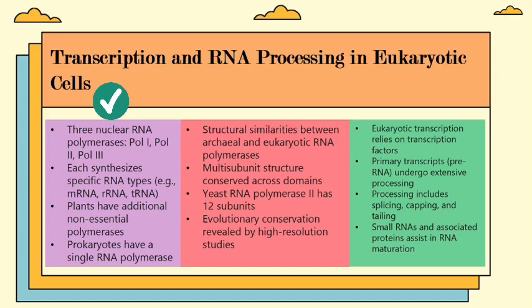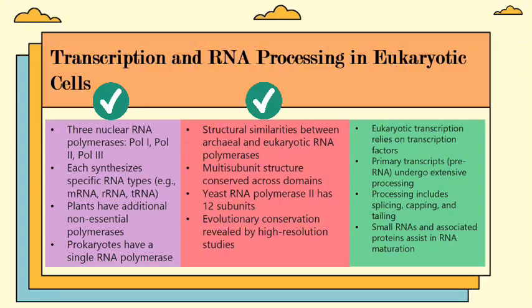Plants have two additional RNA polymerases that are not essential for life, and no prokaryote has been found with multiple RNA polymerases, whereas the simplest eukaryote, yeast, has the same three nuclear types that are present in mammalian cells. And this difference in the number of RNA polymerases is another sharp distinction between prokaryotic and eukaryotic cells.